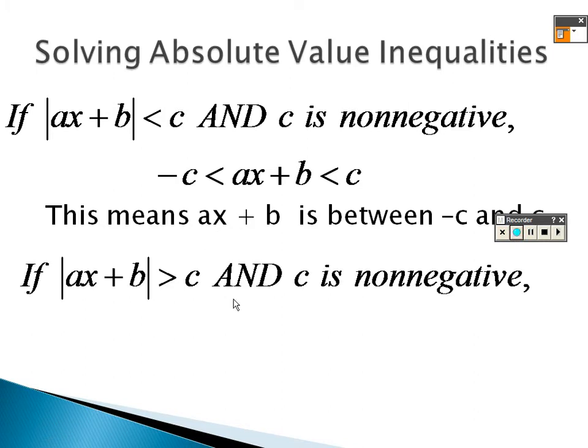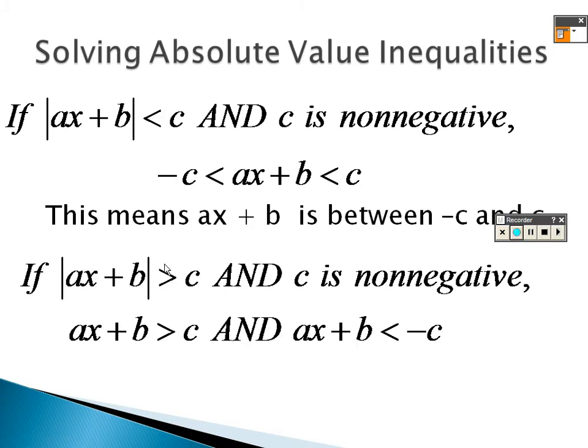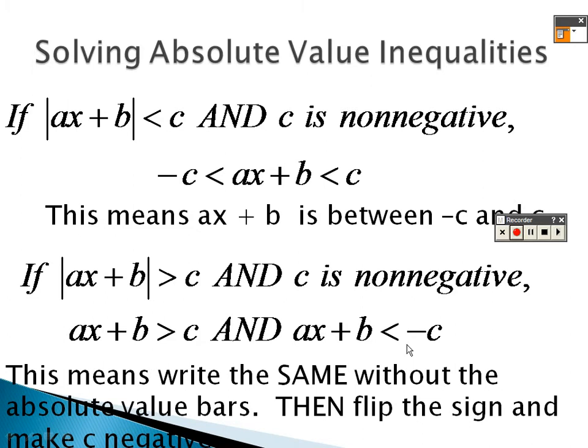And if it's greater than, that's when you write two separate problems, right? If it's greater than, I write down exactly what I have. Then I write down exactly what I have, but I flip the sign and I make it negative.